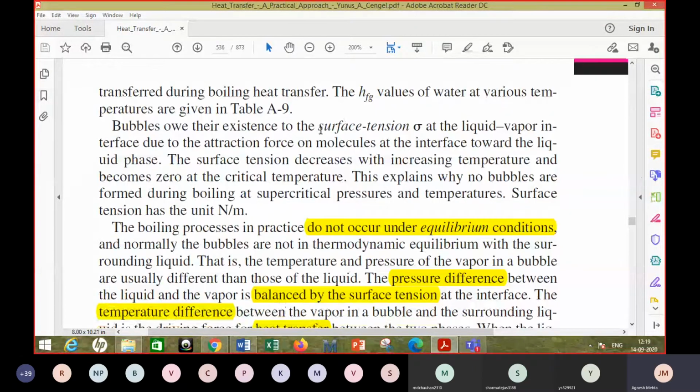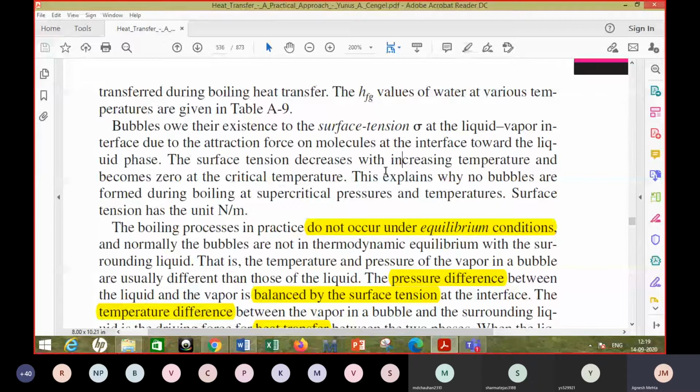Bubbles owe their existence to surface tension, sigma, at the liquid-vapor interface, due to the attraction force on molecules at the interface towards the liquid phase. If there is no surface tension, then there won't be any formation of bubbles.